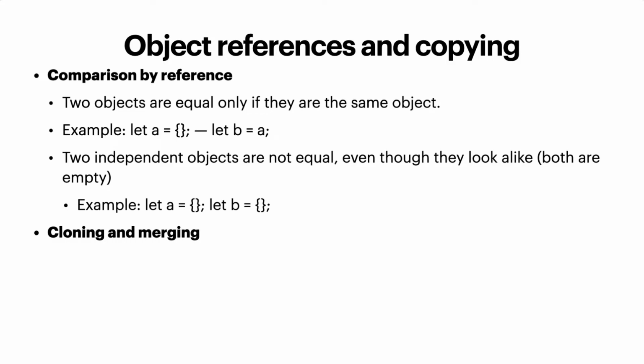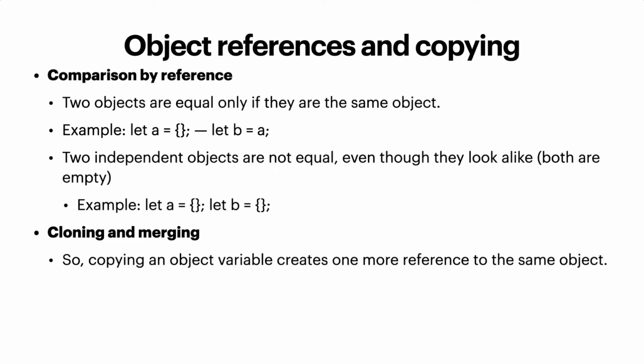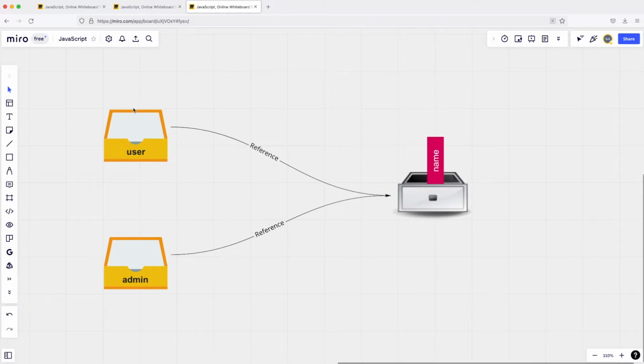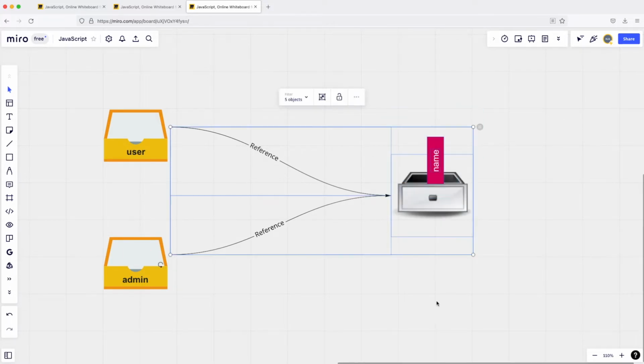Now we'll talk about cloning and merging different objects. Copying an object variable creates one more reference to the same object. If you want to copy an object to another variable, it will create a separate reference to the same object, as we've seen here. So copying this user object into an admin variable will create another new reference to the object and will not create a duplicate of the object.